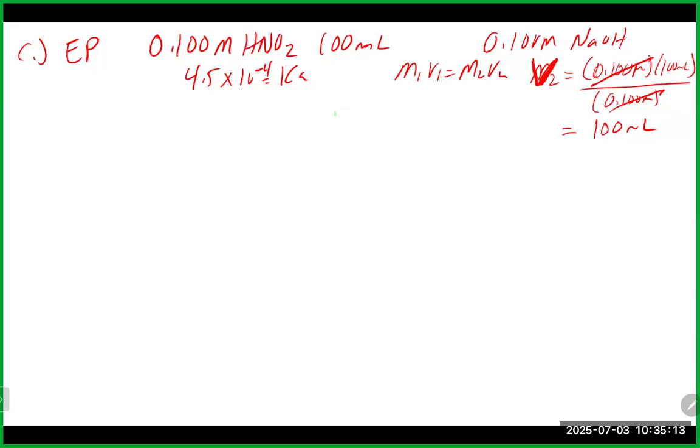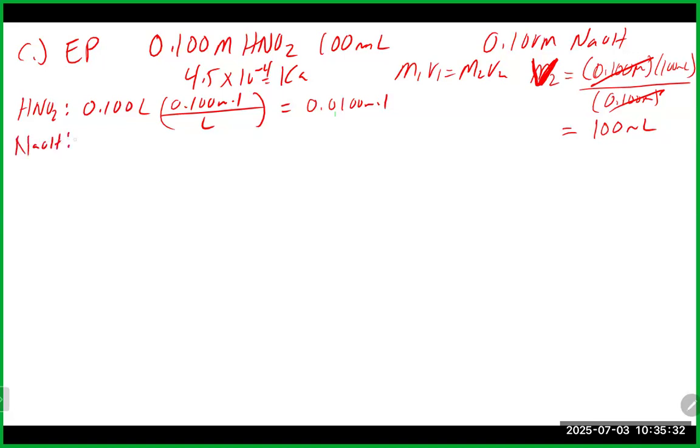So we know our HNO2 moles is going to be 0.1 liters times our 0.1 moles per liter, and that's going to give us 0.01 moles. We also now know from our calculation that we need 100 milliliters of our sodium hydroxide, which is going to give us the same number of moles, which is exactly what we would expect at this point because we are at the equivalence point, right? So they should equal each other in terms of the number of moles.